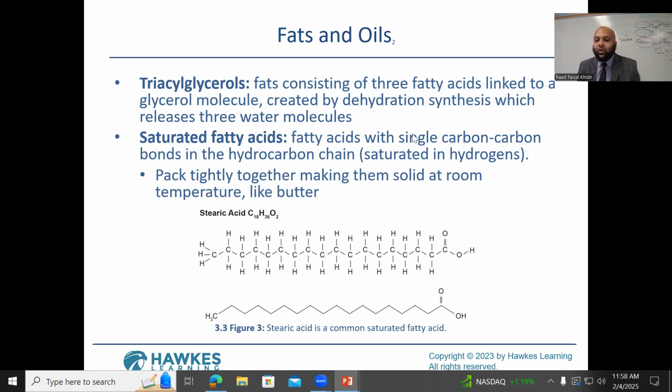Fatty acids with single carbon-carbon bonds in the hydrocarbon chain. These are saturated. So meaning saturated fatty acids, meaning they are saturated fully. All the carbons are full of hydrogen. There is no double bond.